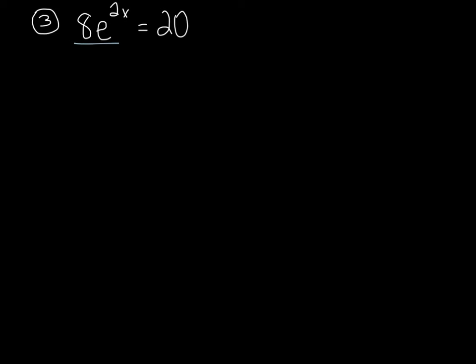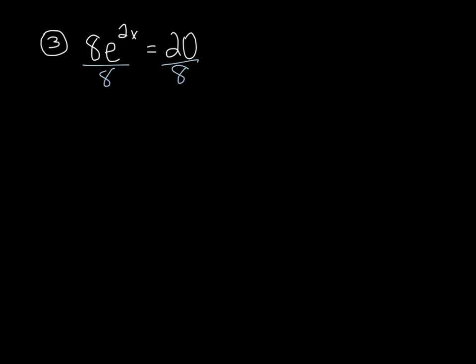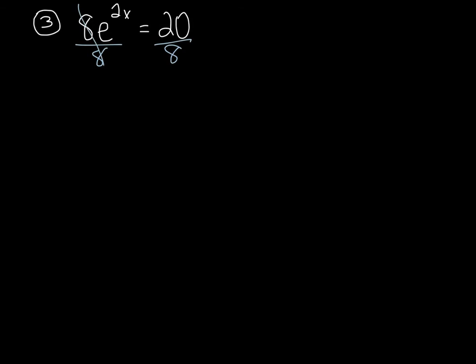First, however, I want to get e by itself, so I'm going to divide both sides by 8. That's going to cancel on this side and leave me with e to the 2x power equals 20 over 8, which is just going to reduce down to 5 over 2. And then I'm going to rewrite this in log form.